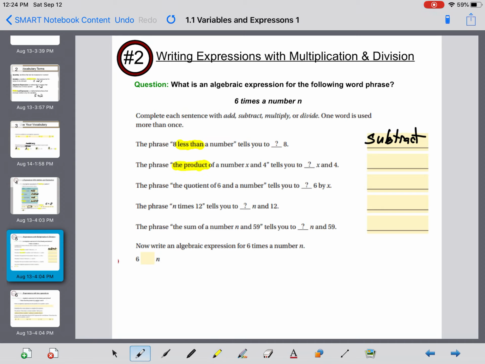A lot of students tend to forget product and quotient. Product tells you to multiply x and 4. The phrase the quotient of 6 and a number tells you to divide 6 by x. The phrase n times 12, times is one that most students are pretty familiar with, tells us to multiply.